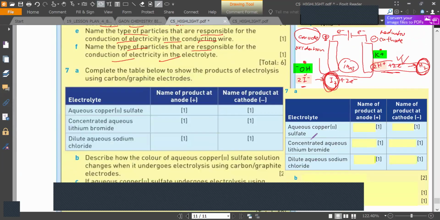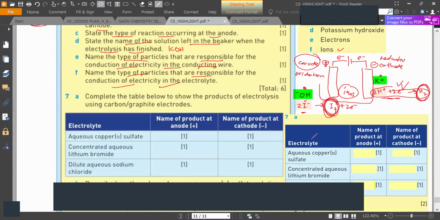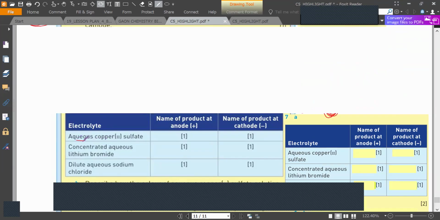Another question whereby we need to work out the products. Again, we can analyze one by one. If you know how to analyze all the situations, you will be able to work out the products. First one, aqueous copper sulfate. Aqueous means it has water. So we have copper 2 plus and sulfate, and we also have the hydrogen ion and hydroxide ion from the water. This is our setup.